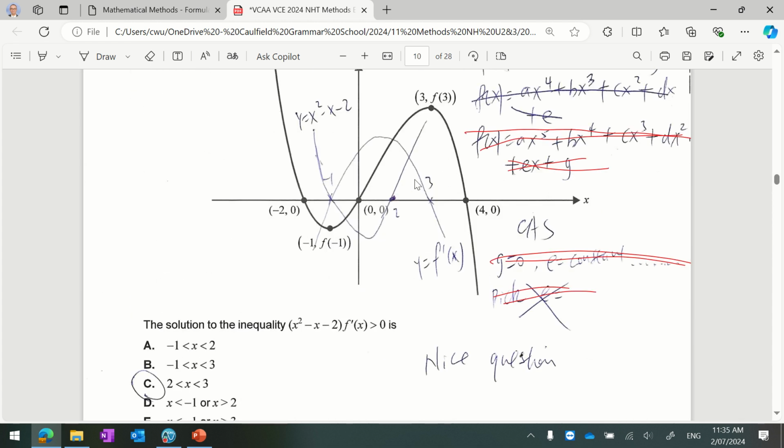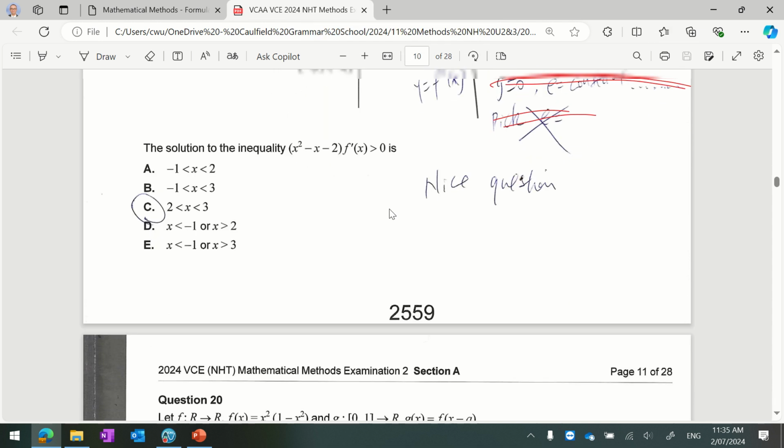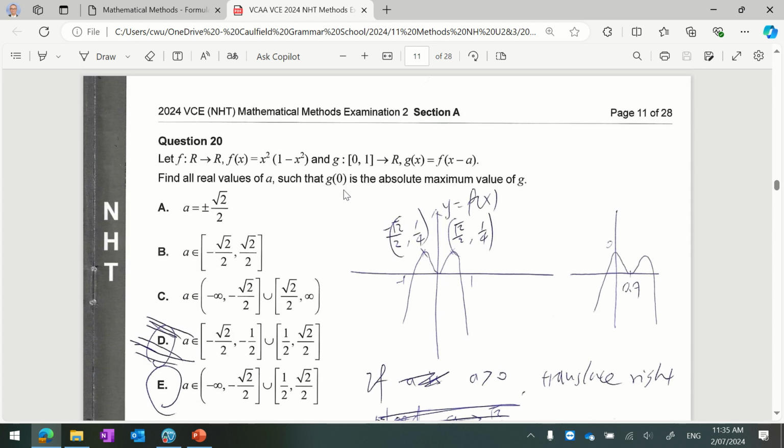Okay, so this is a question you have to solve graphically, visually, and you can't really use CAS. CAS doesn't really help. I mean, you can draw x squared minus x minus 2 using CAS. That helps. Otherwise, it's more of a thinking question than a CAS question.